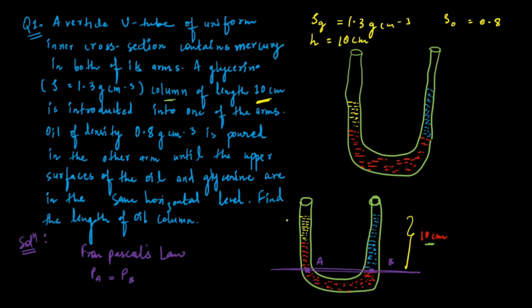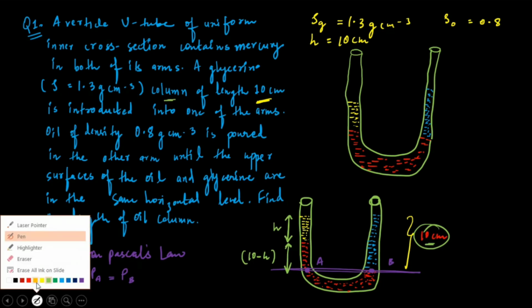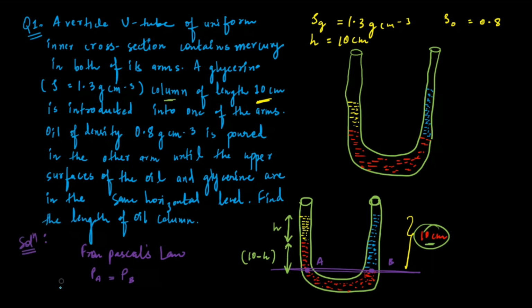Similarly, we don't know what this is, so we can take it as h. So what is this height going to be? It has to be 10 minus h. If it is h, it is 10 minus h. So now we have a few things here. Pressure at point A is going to be pressure due to this oil column plus pressure due to this mercury column, whereas pressure at point B is due to this glycerine column.